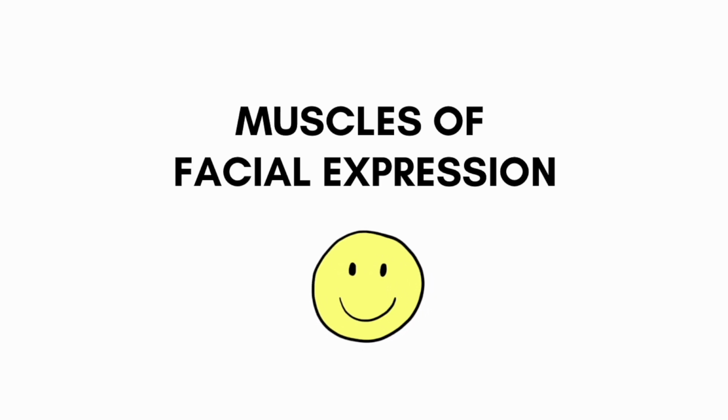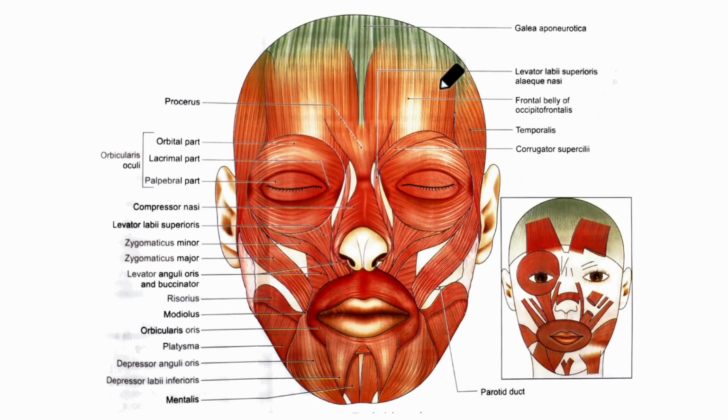In this video we'll be learning about the anatomy of the muscles of facial expression. To begin with, the facial muscles or the muscles of facial expression are subcutaneous muscles. That is, they are situated beneath the skin. They bring about different facial expressions like that of smiling, frowning and so on. And these muscles are mainly supplied by the facial nerve.